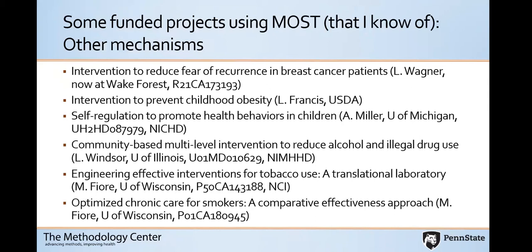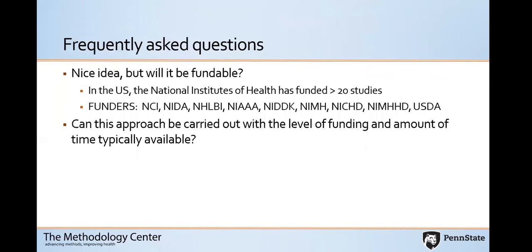The next one is a currently funded study, Optimized Chronic Care for Smokers, a Comparative Effectiveness Approach. It's a program project funded by NCI. So I think that demonstrates that NIH is interested in funding this type of research. Can this approach be carried out with a level of funding and amount of time typically available? Well, yes, because we've seen evidence of that in all of these other funded studies.